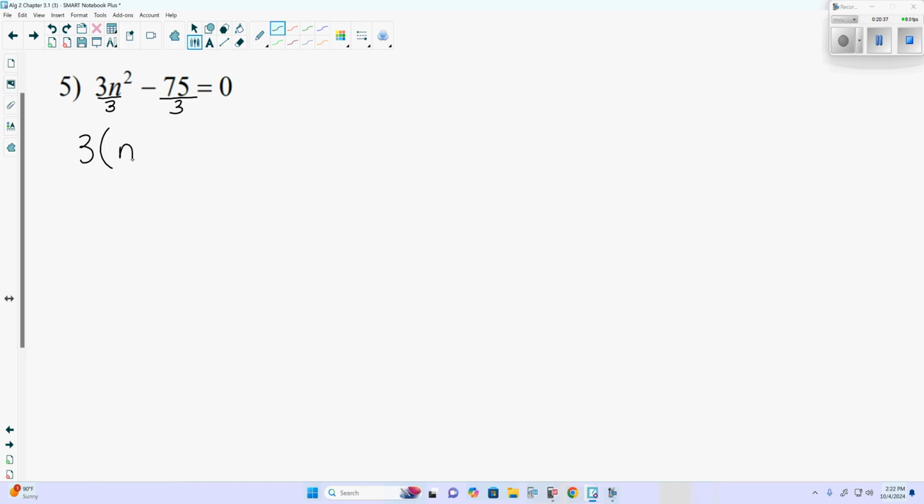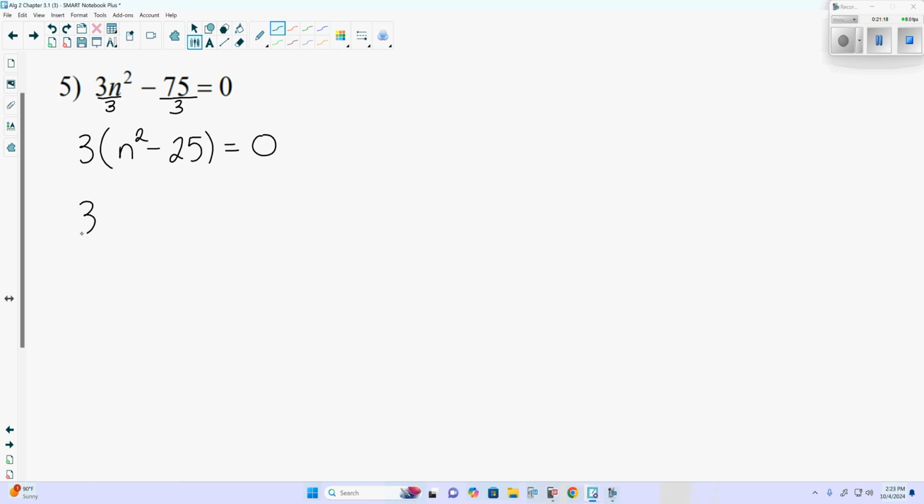3n squared divided by 3 is n squared. 75 divided by 3 is 25, so we get 3 times n squared minus 25 equals 0. Now, n squared minus 25 technically is a special type of quadratic. We call it a difference, being subtracted, of perfect squares. We'll talk about it more on Monday. Specifically, there's a special way that these factor every single time, and it works out quite nicely.